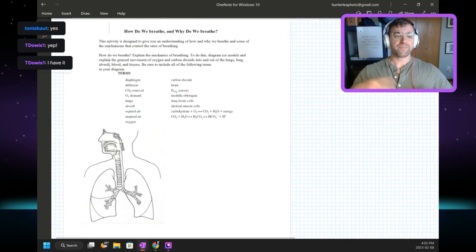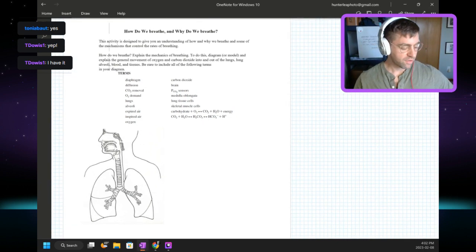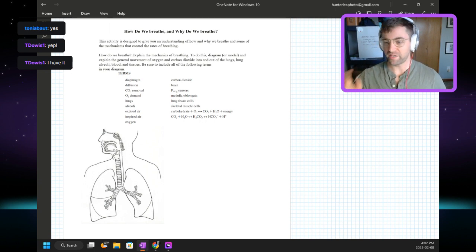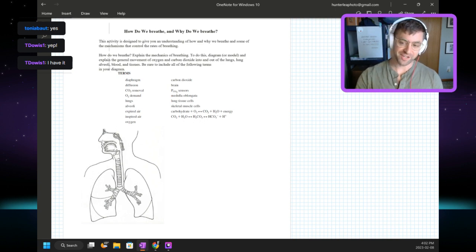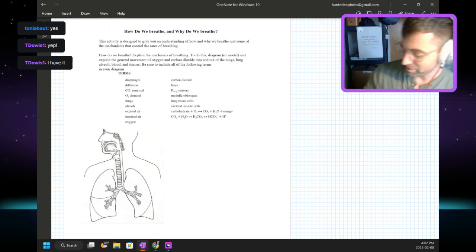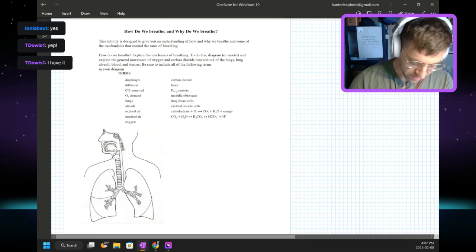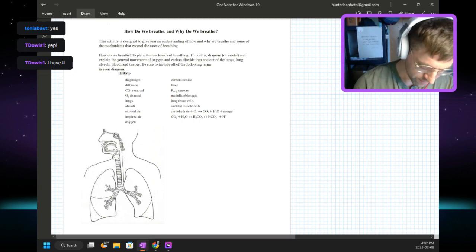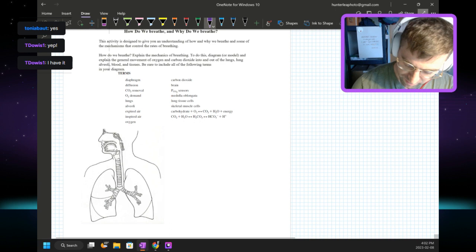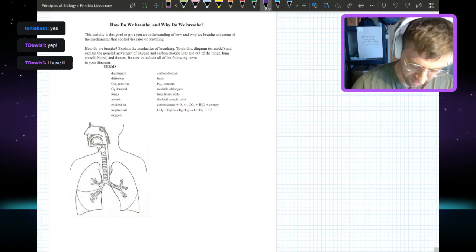So respiration. How do we breathe? Why do we breathe? I'm going to keep talking, but in the chat, who can tell me the difference between ventilation and respiration? We touched on this last week, but let me see if you can remember. In the meantime, I'm going to start filling out this diagram here.